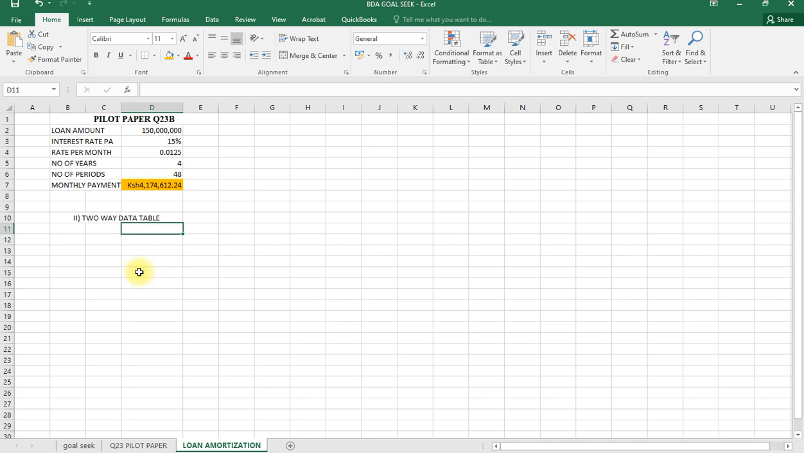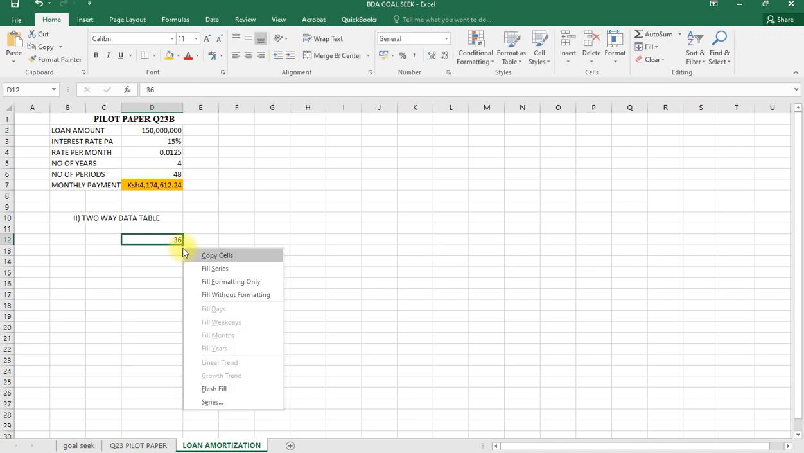And for the two-way data table, on the column we shall have the months. The minimum we have is 36, which is growing by 4 up to 60. For the maximum, you right click here, drop down one cell, and come back one cell, release. It will give you the series.